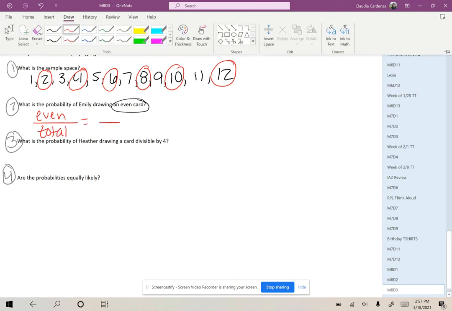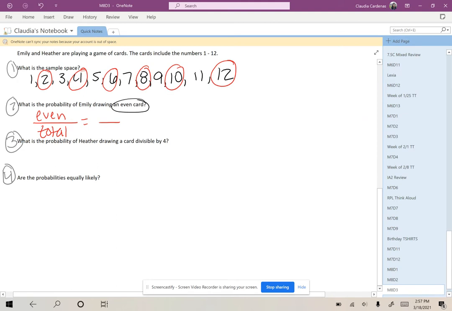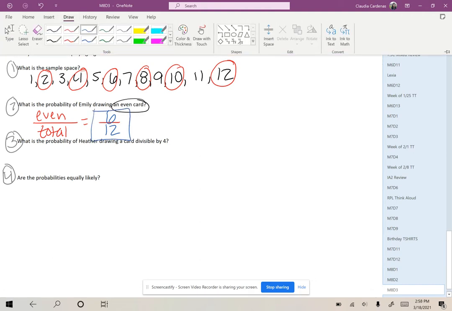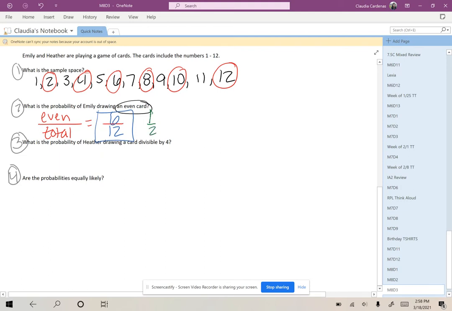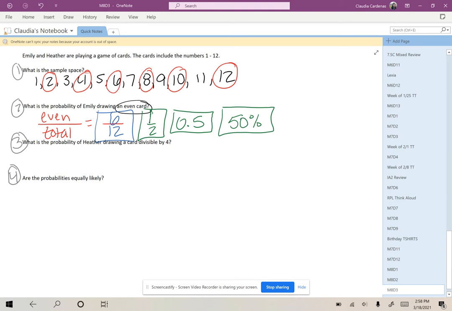So let's get our fraction prepped. There are 1, 2, 3, 4, 5, 6 even numbers. And there are a total of 12 number cards. So my probability is 6 over 12. But we also know that we can simplify this fraction to 1/2, which we also know is the same thing as 0.5 or 50%. So again, all of these numbers are equivalent and therefore we can write them in any way to answer this question of the probability of drawing an even card.